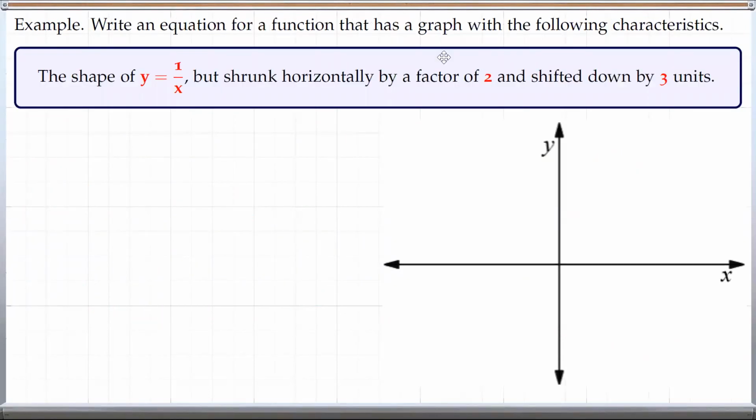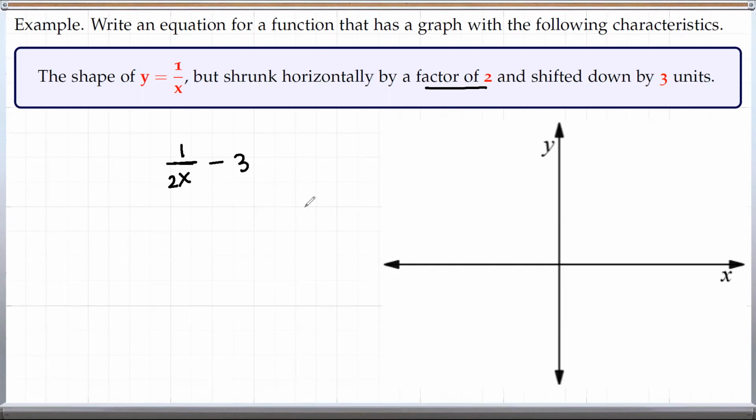And this is the next example we have here. It wants us to write an equation for a function that has a graph with the following properties. It has the shape of y equals 1 over x, but shrunk horizontally by a factor of 2 and shifted down by 3 units. So we start by 1 over x. It's shrunk horizontally by a factor of 2. That means we need 2 right here. So that will make the graph of 1 over x shrunk horizontally by a factor of 2 and shifted down by 3 units, so -3. So this is the function we want.